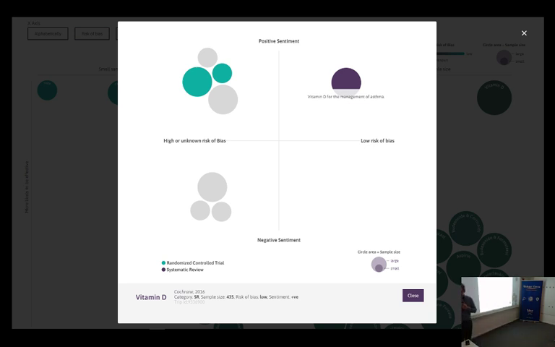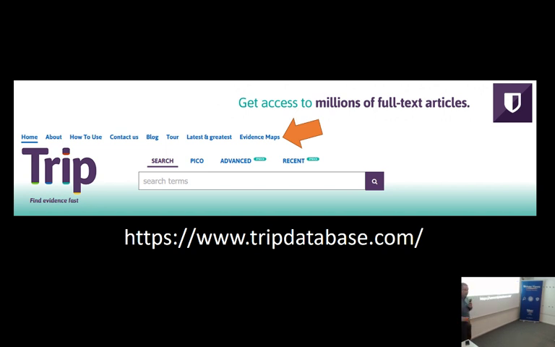Okay, so of course you can try it out. If you go to tripdatabase.com, there's evidence maps up there, and you can try your favorite disease to see what comes out.